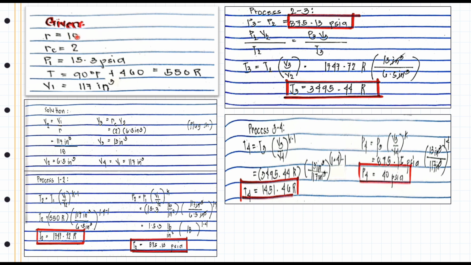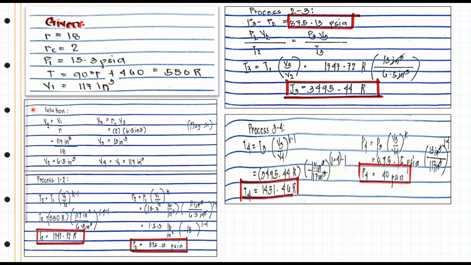So, we have here the given from the problem. The compression ratio r is equal to 18, and the cut-off ratio rc is equal to 2. P1 is equal to 15.3 psia. The temperature is equal to 90 degrees Fahrenheit, so we are going to convert this to Rankine. We have 90 plus 460, which is equal to 550 Rankine. And our volume 1 is equal to 117 cubic inches.